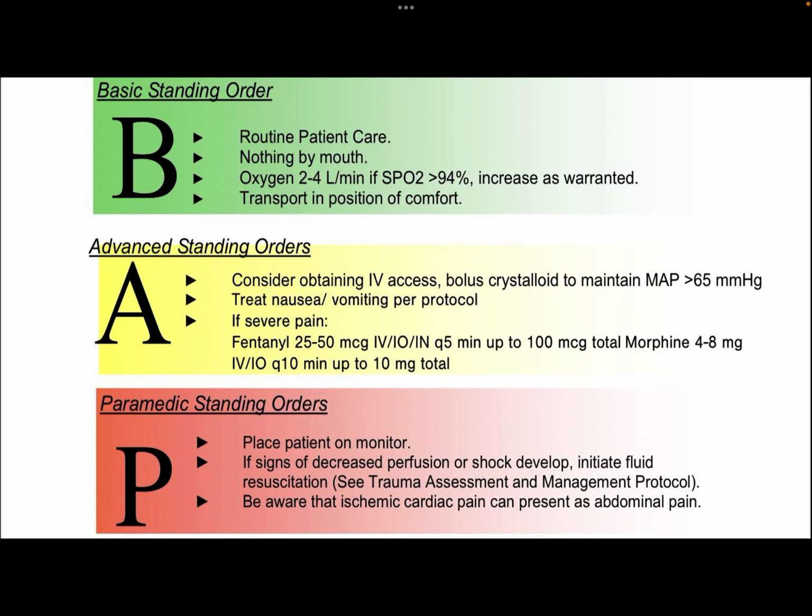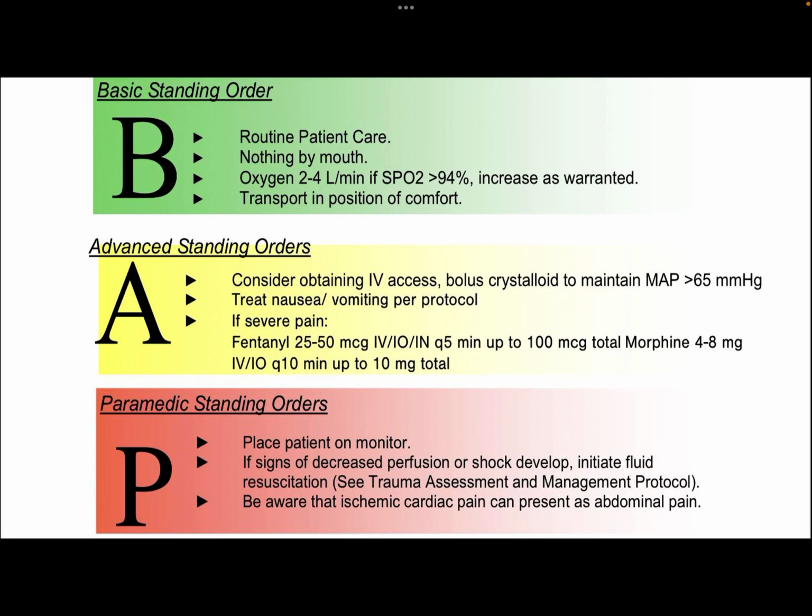And then Advanced EMTs, you guys want to obtain IV access and bolus any fluids to maintain a MAP greater than 65. I think it's important to note on this protocol, it says a MAP greater than 65 as opposed to a systolic above 90. Probably the reason for that is just in case your patient is having an AAA, you're not making their blood pressure so high. You just want it high enough to perfuse their organs, right? And we've found that a MAP of 65 is where that's at. If they're nauseous, treat them per the nausea protocol we just went over.